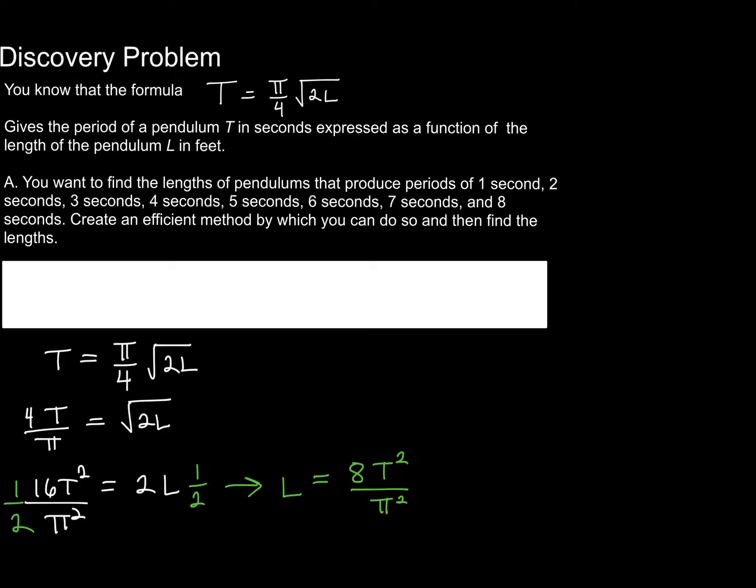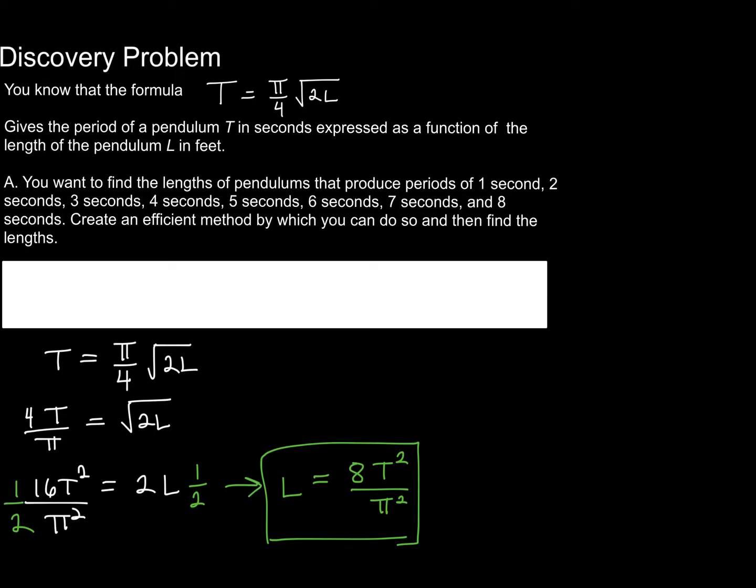Now, you could certainly take 8 and divide it by pi squared to get one coefficient out front. You're more than welcome to do that. But regardless, I now have an equation that allows me to input a t value, square it, multiply by 8, and divide by pi squared, and that will give me the corresponding L value, or the length that I want.